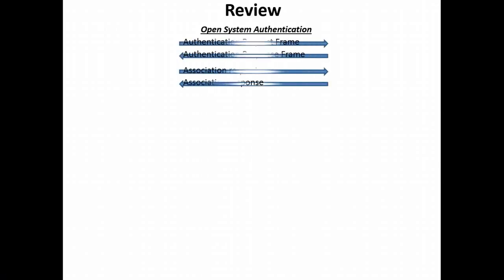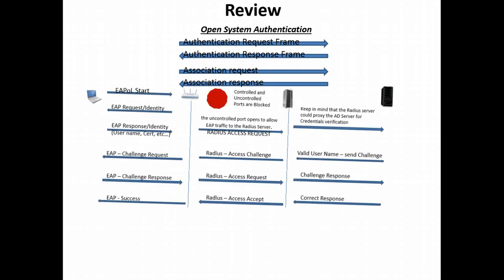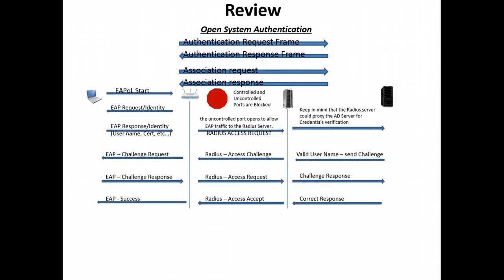In Open System Authentication, we have these 4 frames that take place: Authentication Request, Authentication Response, Association Request, Association Response, and then we are ready to see the optional frame, the EAPOL Start frame. It is an optional frame, we don't always see it, but it basically starts this process.